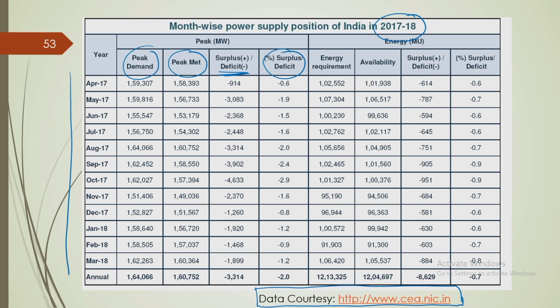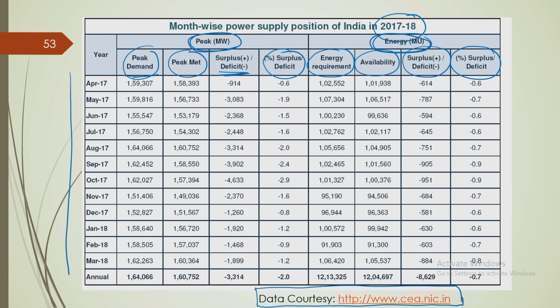Similarly, as I said, there are two important factors: one is peak load demand, another is energy consumption in million units. Here also we have the energy requirement, the availability and the surplus or deficit, all in million units, and the percentage of surplus and deficit. This is the monthly report from April 2017 to March 2018. You can find out how the peak load demand of the country was.